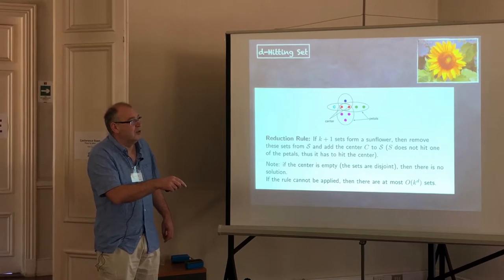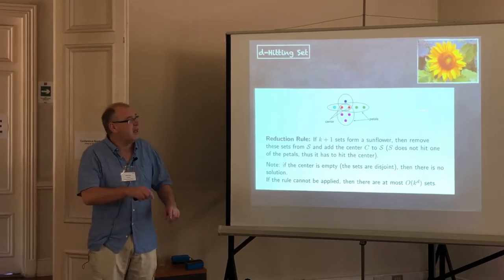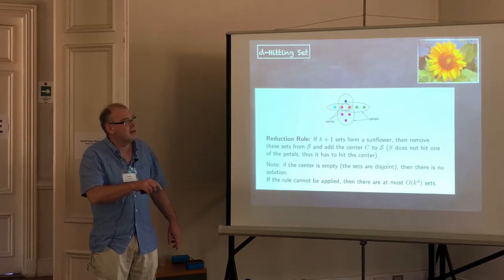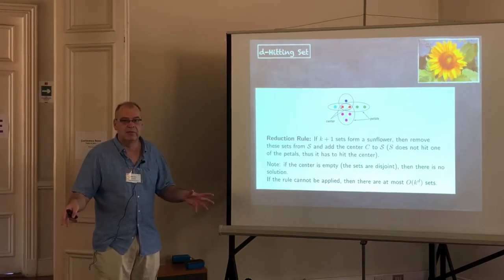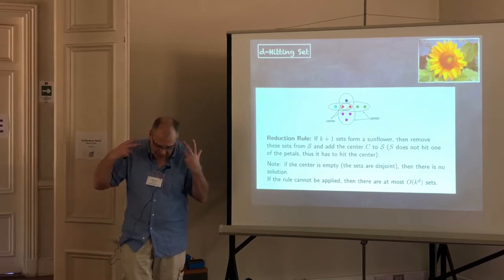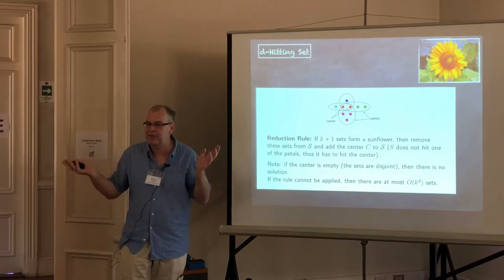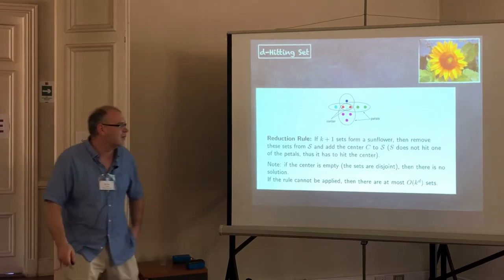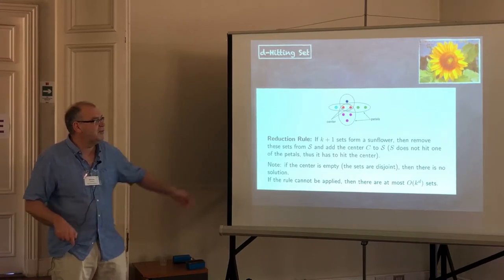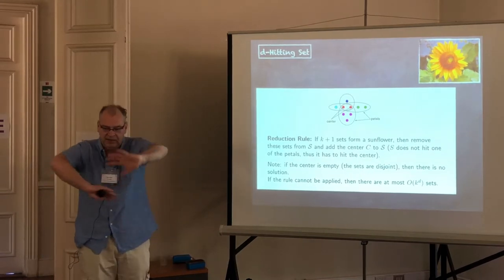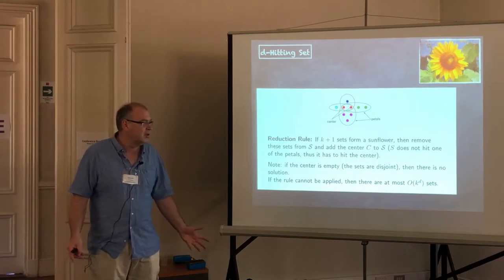So what I do is make a new set from the center of the sunflower, and I remove all these sets from my family. Or, if it's easier to think in terms of hypergraphs, I construct a new hyperedge and remove all these hyperedges from the hypergraph. Note that if the center is empty, it means I have k plus one disjoint sets, so I don't have a solution.